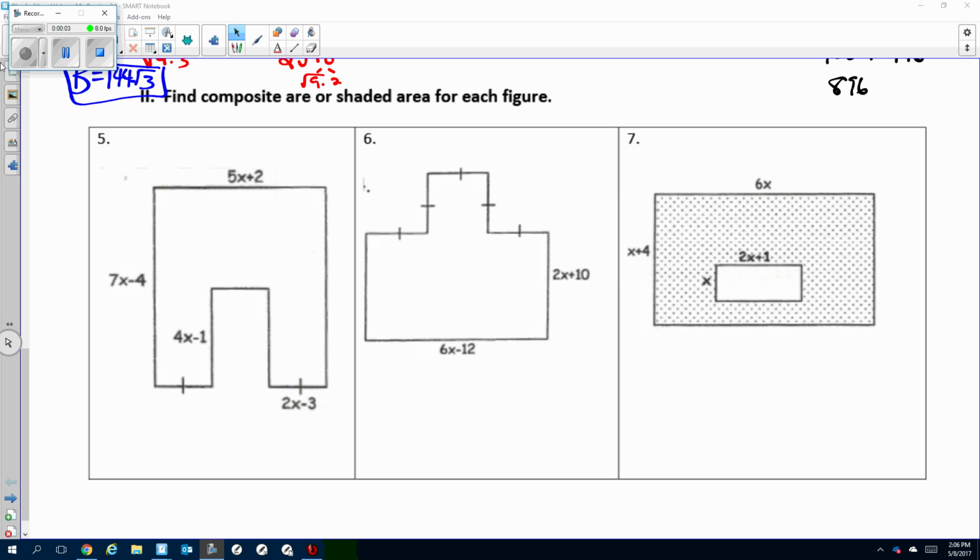Okay, so when we get to this section, you're gonna have to break it into smaller parts or more basic shapes like rectangles, triangles, squares. And so there's different ways to do that. We've talked about some students trying to draw the line here, creating a rectangle and two other rectangles. That's possible. We want to use as few steps as possible.